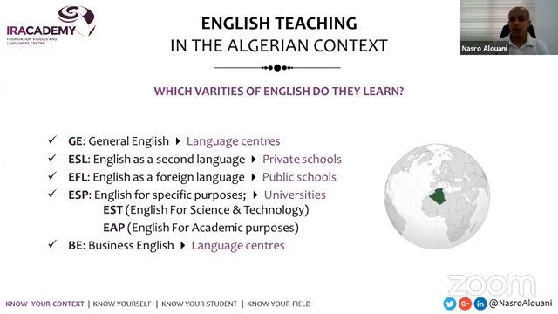Then we have ESP, English for specific purposes. And here we have the university field, because we have a variety of specialities in that, like EST, English for Science and Technology, and EAP, English for academic purposes. Then we have business English, which is generally in language centers as well, and it's for professionals and for people who care about indulging in the Anglo-Saxon business sector.